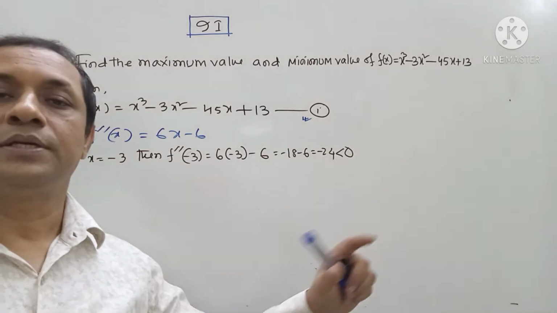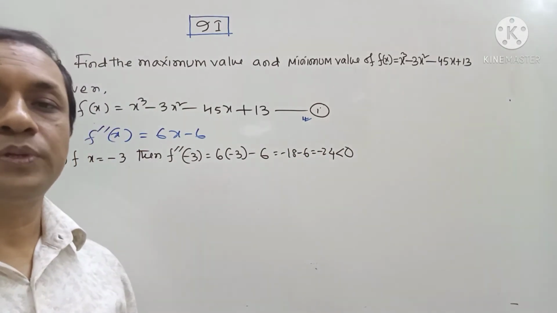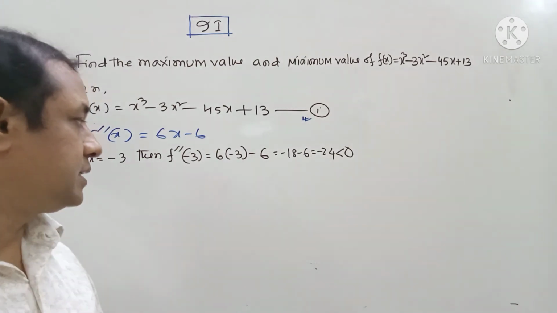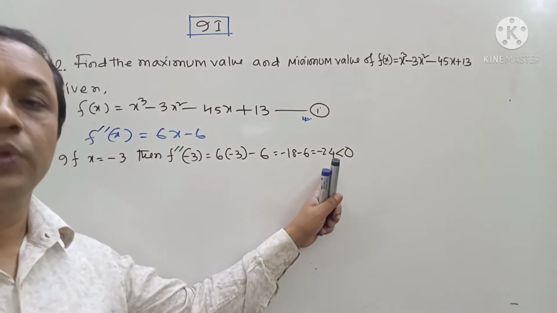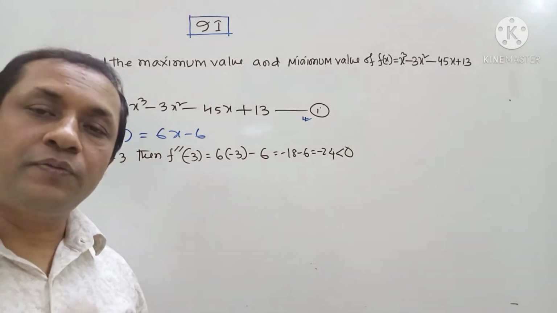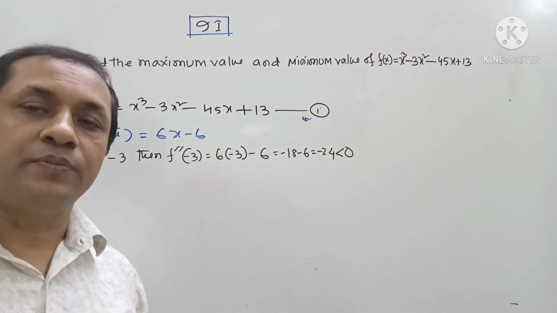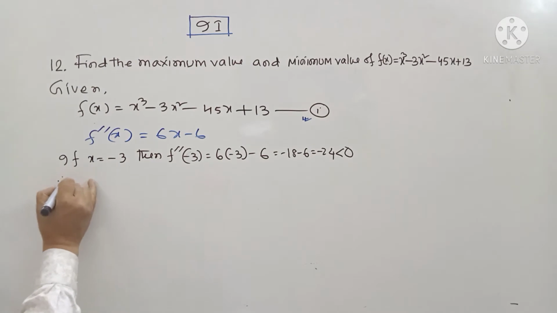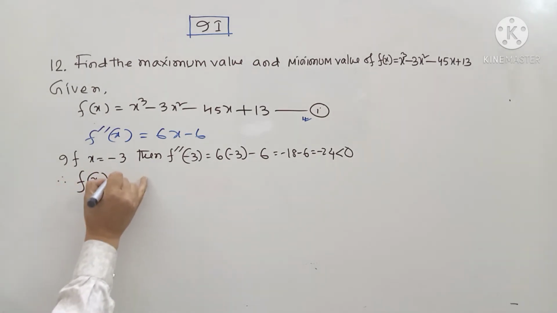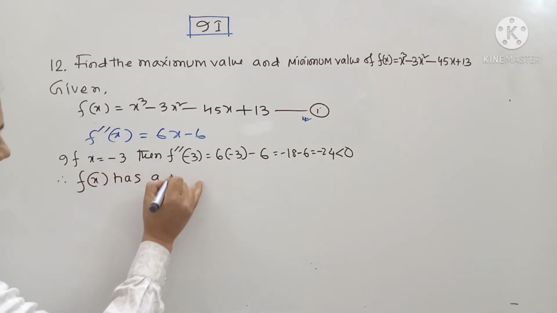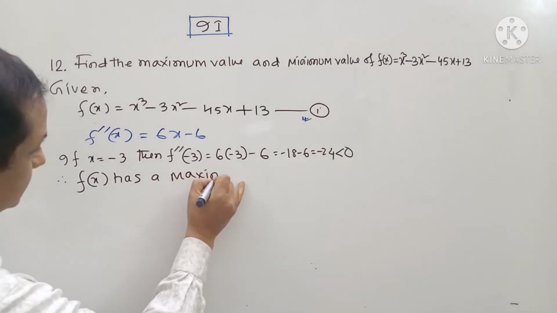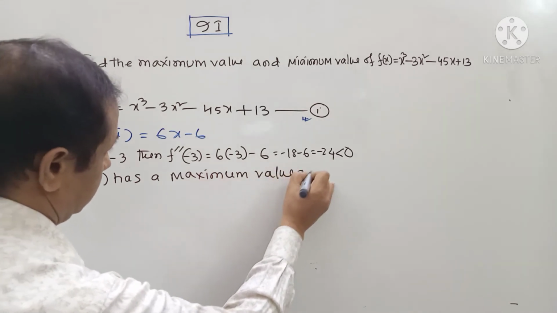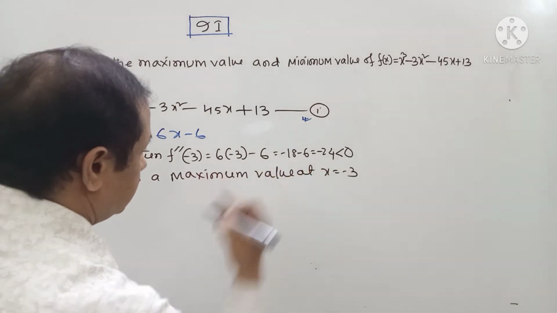Minus 24 is a negative value. So student, I say again, if x equals minus 3, then f double prime of minus 3 is negative. So function f of x has a maximum value at x equals minus 3.